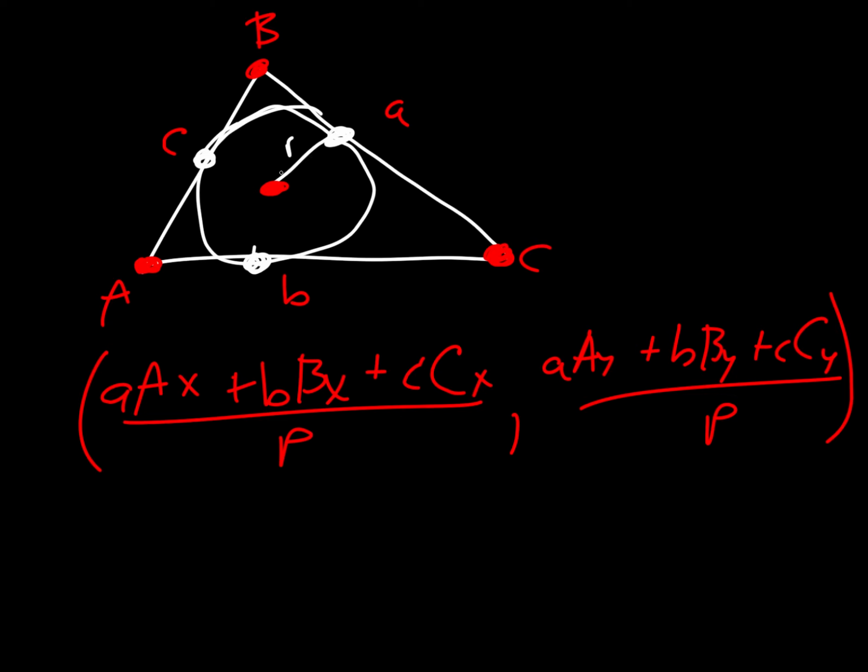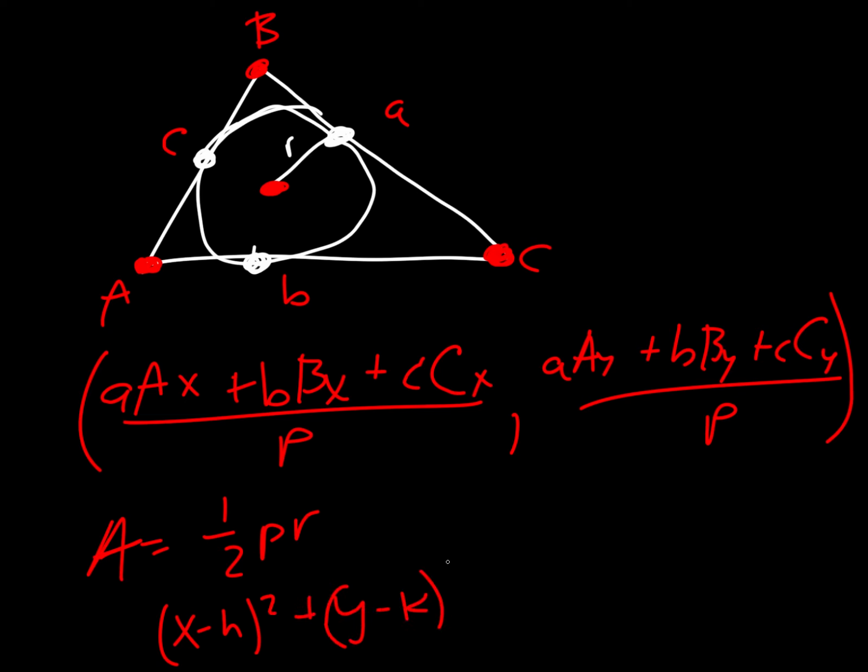The way that we're going to get the radius is there's an area equation where the area is 1/2 the perimeter times r, and most of the time we'll be able to find the area and we'll know the perimeter, we'll solve for r, and then we could write the equation in (x minus h) squared plus (y minus k) squared equals r squared form. Okay, and that's how we could write the equation of that circle.